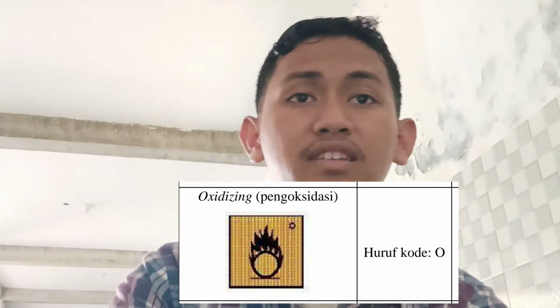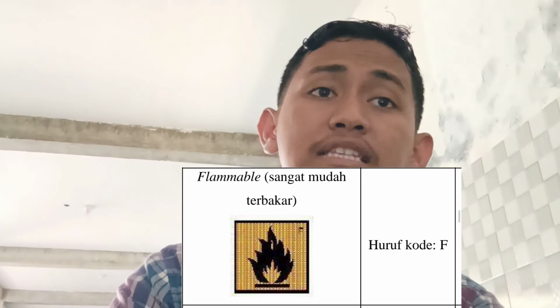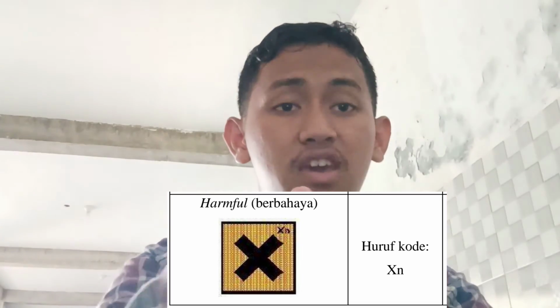Next is oxidizing. This material can cause a fire. It generates heat when it contacts organic materials and reducing materials. Next is flammable. This material has a low flash point, and is a substance that reacts with water to produce flammable gas. Harmful. This substance causes burns to skin, muscles, and respiratory problems.